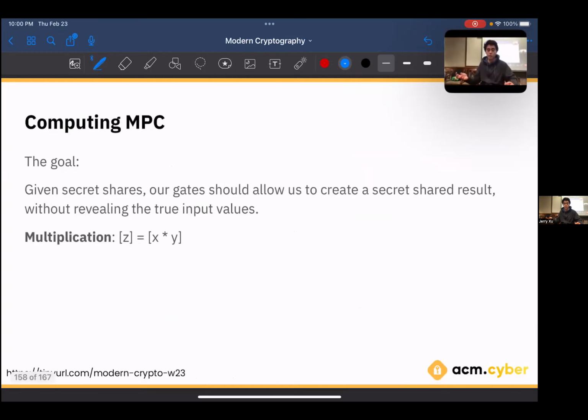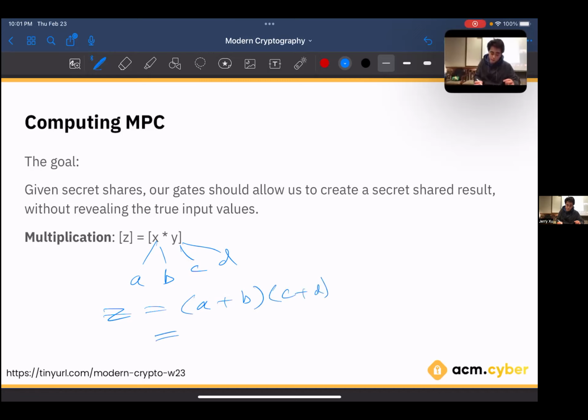The harder one is multiplication, right? Because if player one has A and player two has B, and then we have C and D for Y, Z is going to be equal to this FOIL product, A plus B times C plus D. Then, if you remember from middle school, AC plus BD plus AD plus BC, right? So A and C are both held by player one, so we're good there. Player one can just multiply them on their own. Player two can just multiply B and D. But these two are a little bit trickier, right?